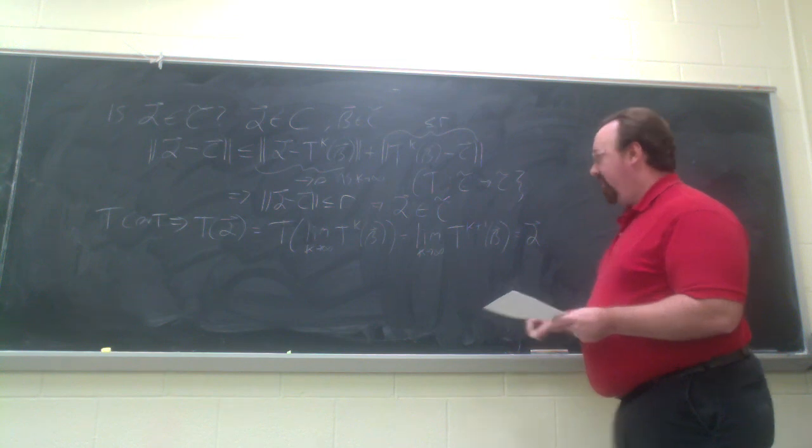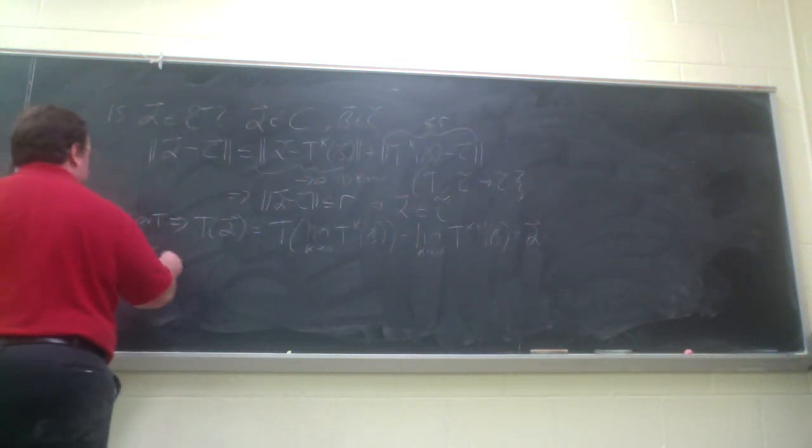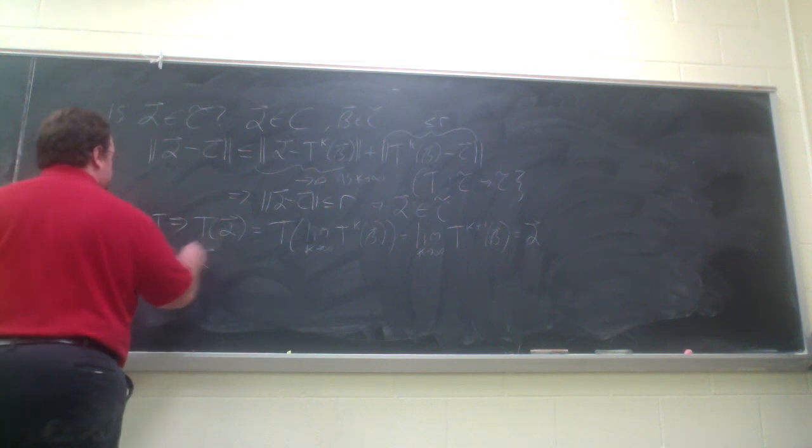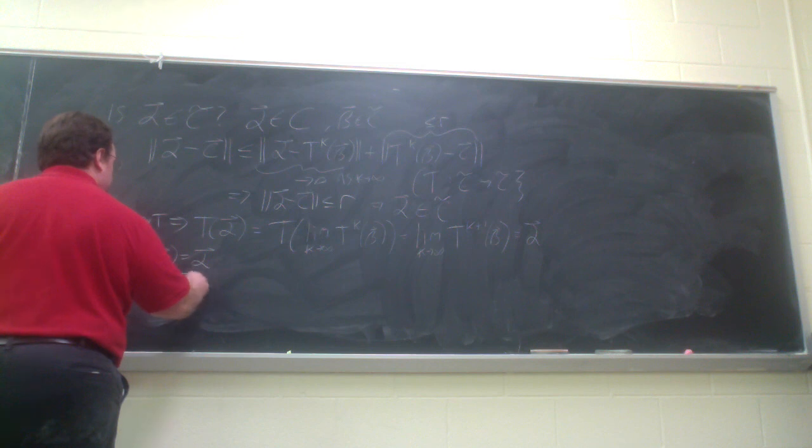So what that means is T of alpha equals alpha. Alpha is a fixed point. And that's what we want. It means it solves the initial value problem.